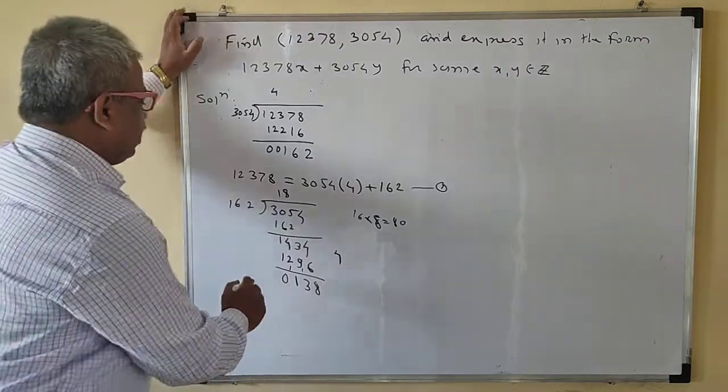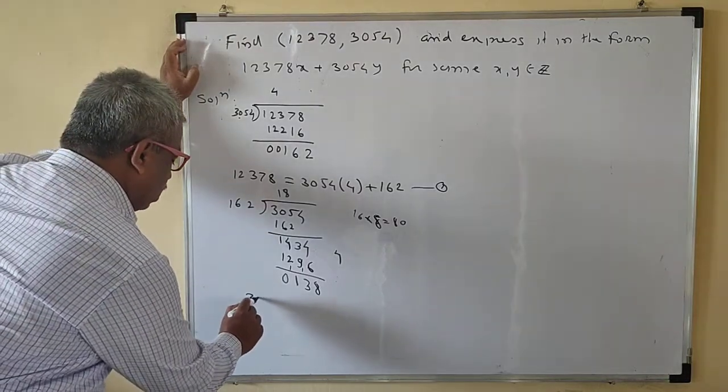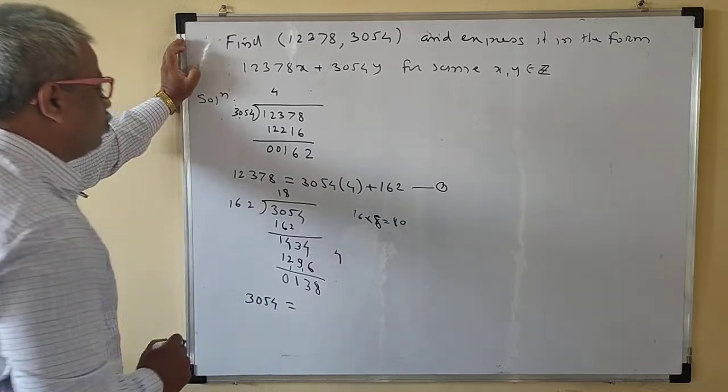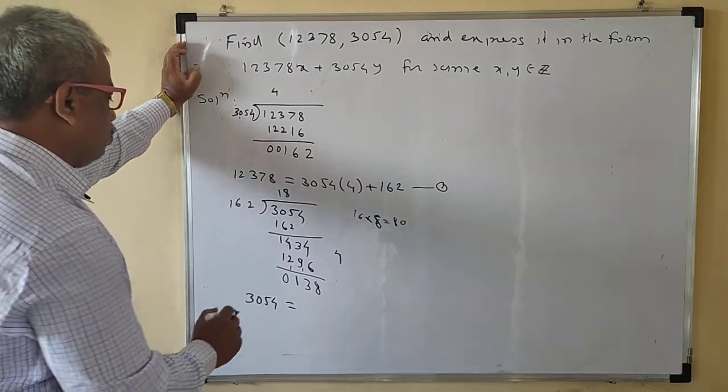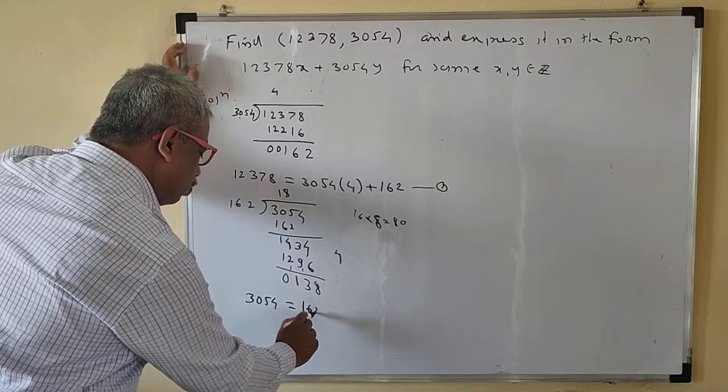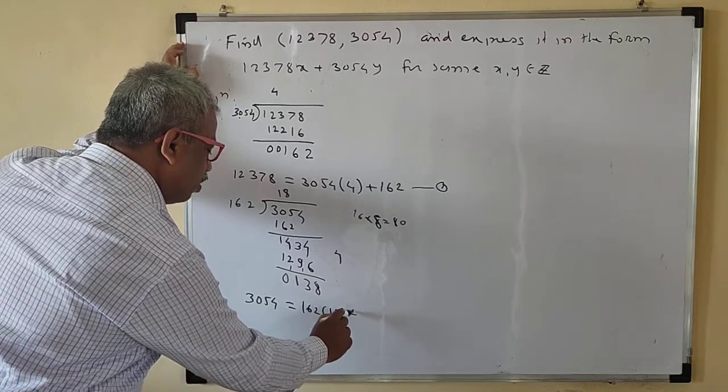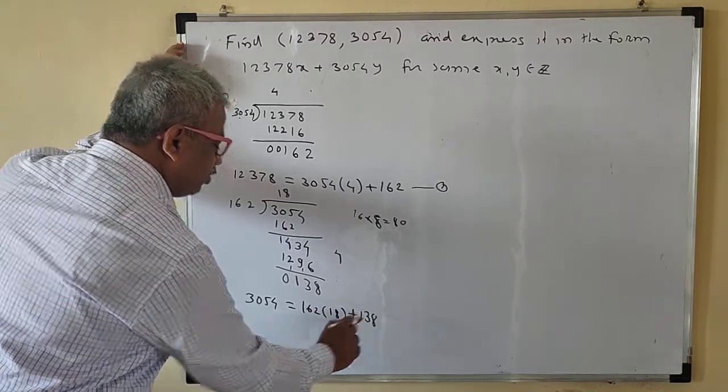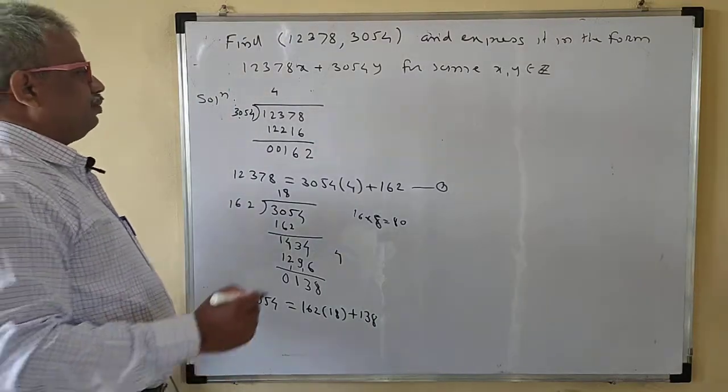160, right. I will write this as 3054 is equal to 162 into 18 plus 138.